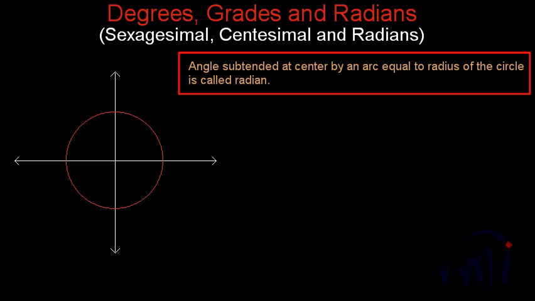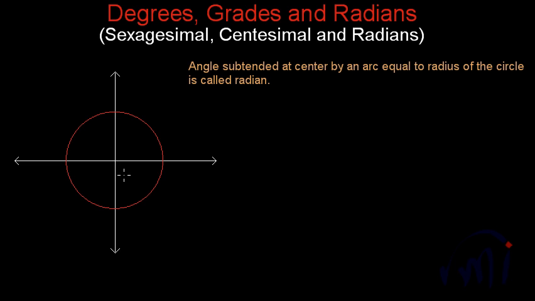So the radian is actually the angle subtended at the center by an arc equal to the radius of the circle. Suppose this is the circle, this is the center O, and this is the radius R. If I take an arc equal to the length of the radius along the circumference, suppose this curved length is equal to R, then the angle subtended by this arc at the center, that means this angle, is called 1 radian.